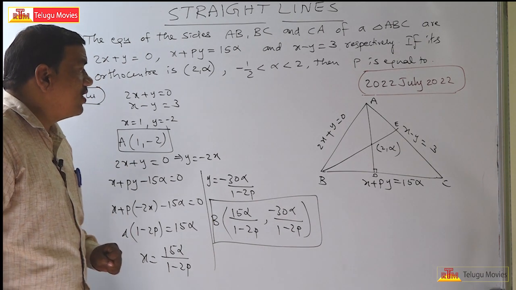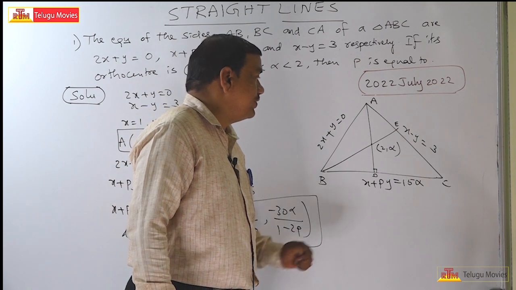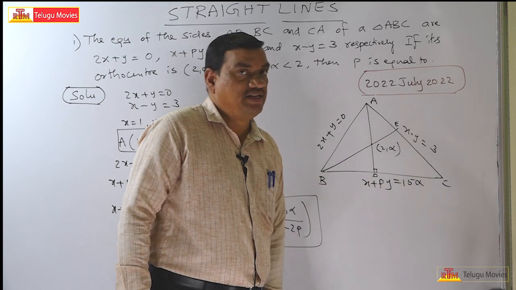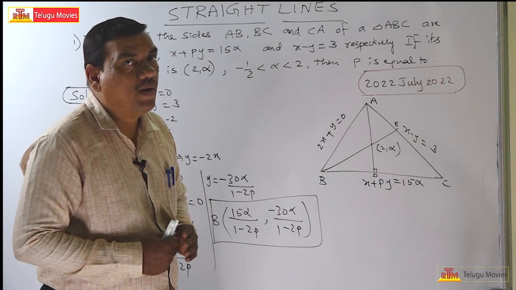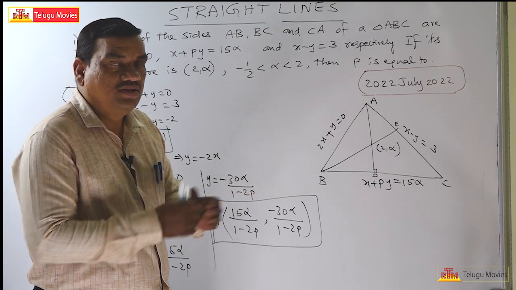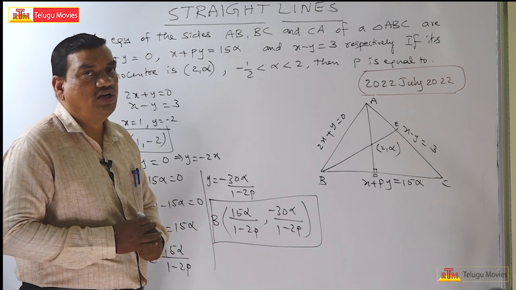Now the coordinates of A are (1, -2), it is very clear. Now what I am going to do is multiply the slope of AD into the slope of BC, and that is equal to -1. So we will get a relation from there, and from that we will proceed with the solution. So let us continue the solution.